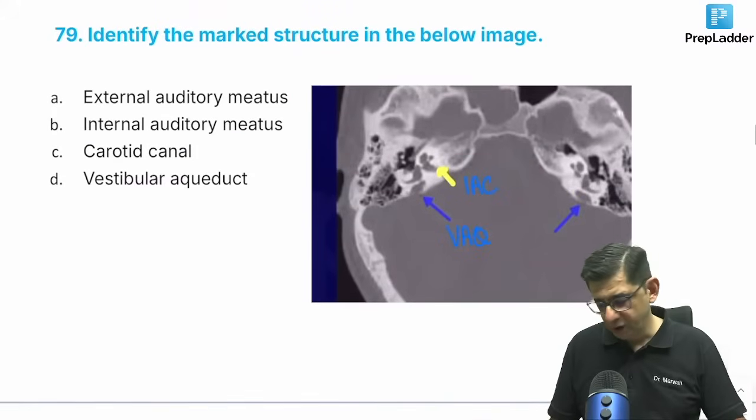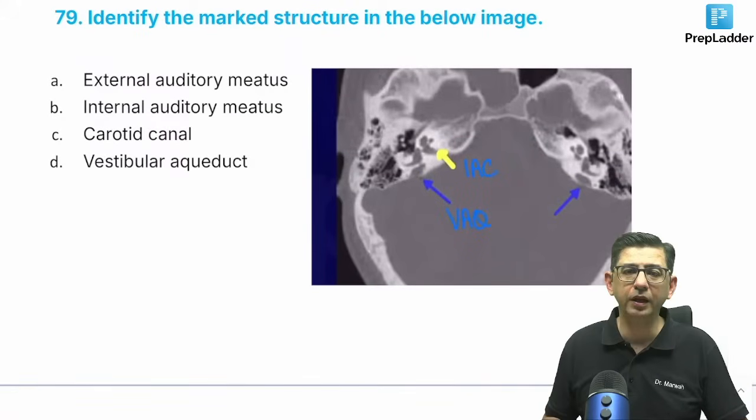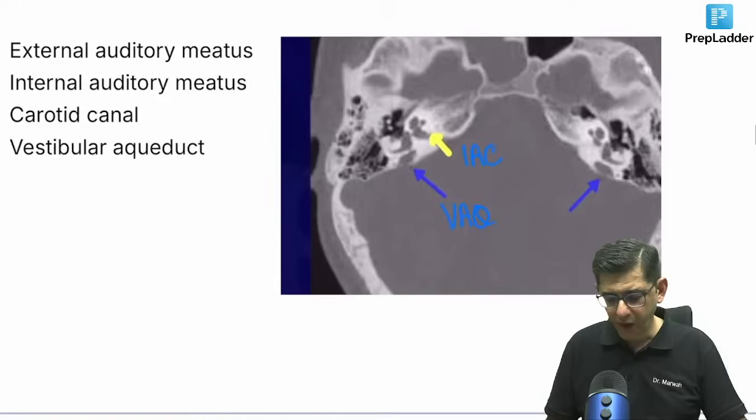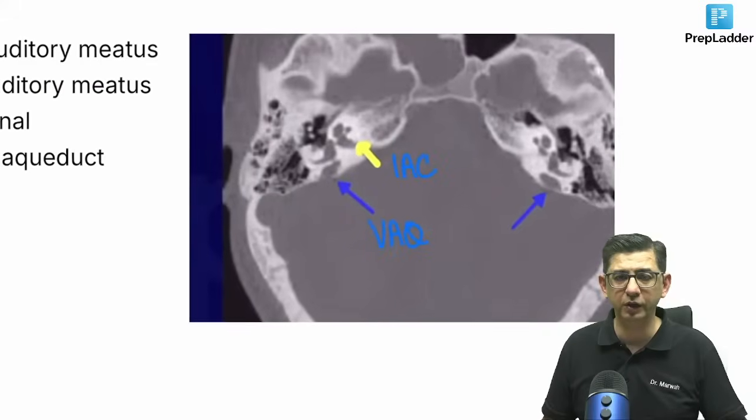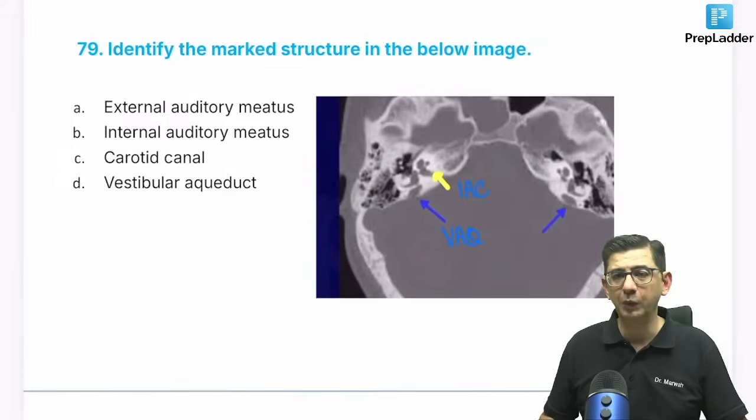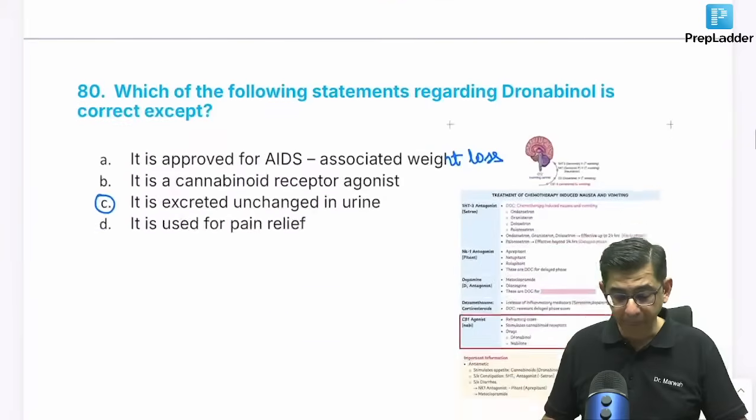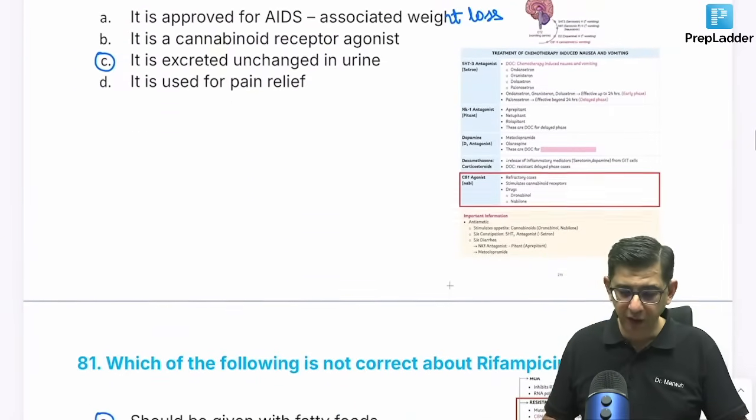Then is the structure that is marked internal auditory canal, depending on the position of the arrow, or it can be a vestibular aqueduct. So I'll rest it at that, depending on wherever the arrow was present. Nikita ma'am has described it beautifully. Then is statements regarding dronabinol.